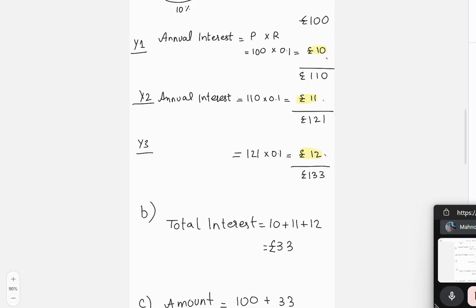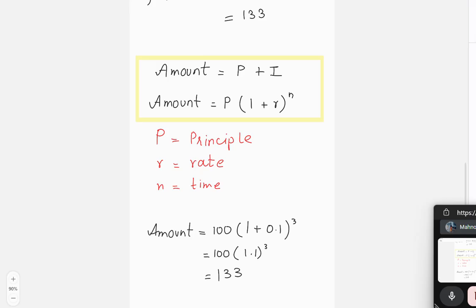Why? Because the interest in compound interest is different for each year, whereas in simple interest you get the same amount of interest every year. Is that all clear?